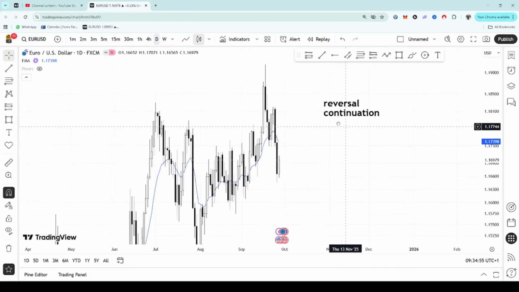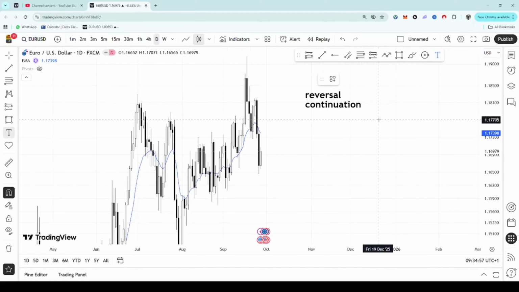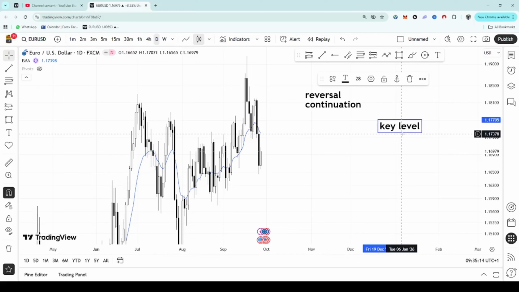There are some things you have to take into consideration, or check first, before you start looking at your CRT. First and foremost, there are only two ways that a reversal can happen. Either it hits a key level on the higher time frame, or a big figure.